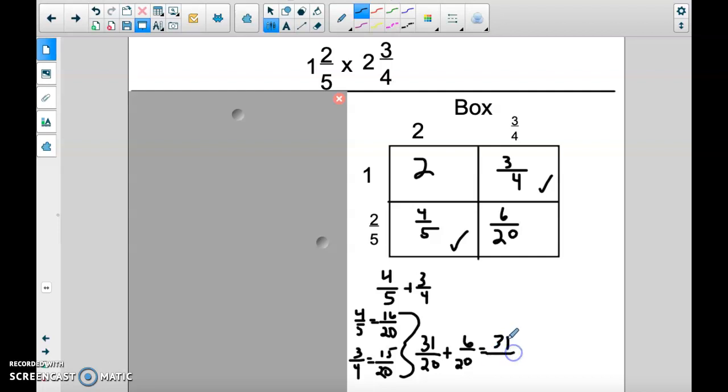That'll make your life so incredibly easy with doing this. That's a 37, not a 31. Sorry about that. So now I've got 37/20, right? I've used three boxes. That's going to be equal to 1 and 17/20.